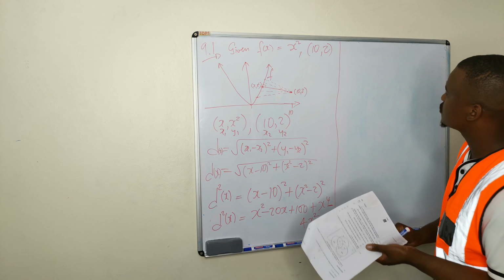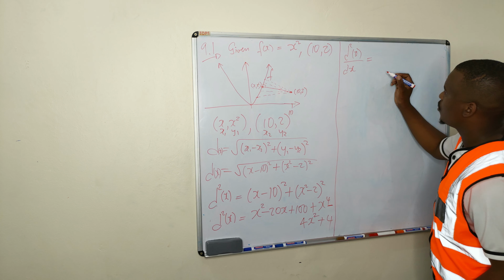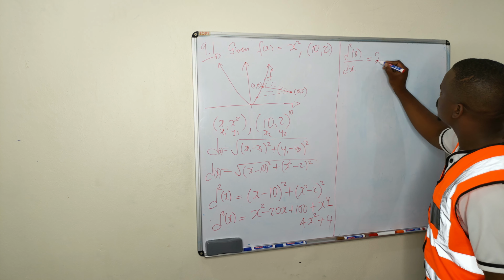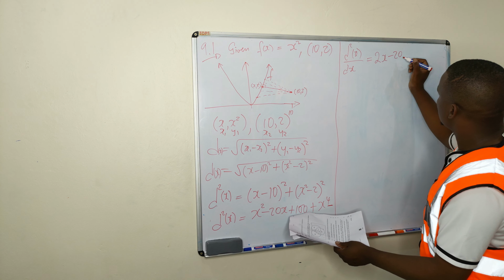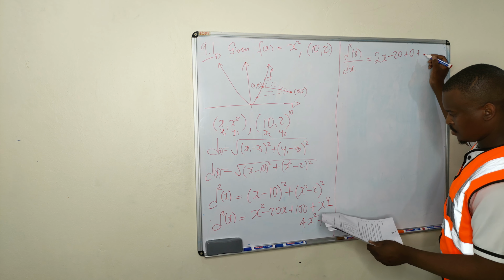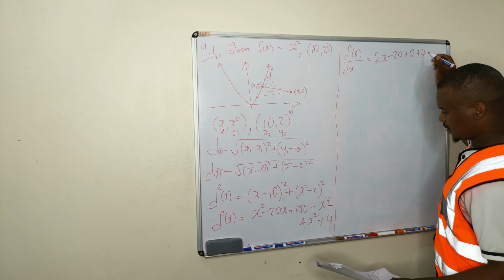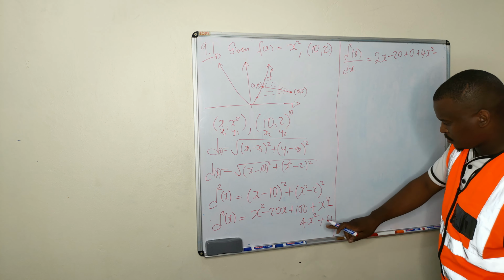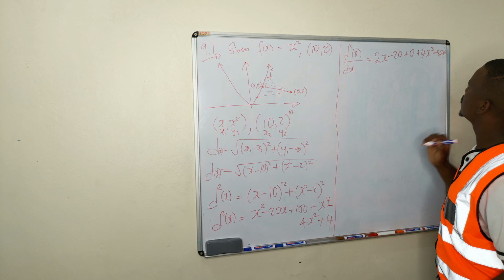Then the next part is to derive this. So we're deriving this thing with respect to x, or you can just say d squared of x prime, which is equal to 2x minus 20 plus 0 here, because this is a constant, plus 4x cubed, right, minus 8x here plus 0.